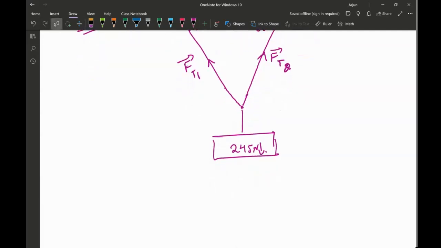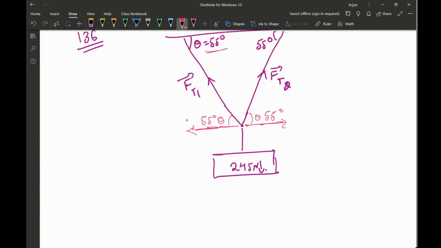So again, I'll write the equation in x direction and y direction first of all. So x component will be this one for ft1, and x component for ft2 will be this one. So this angle is theta, this angle is theta. Again, the theta angle is 55 here, 55 degrees here, because this is 55, so this is 55, so this will be 55 degrees.